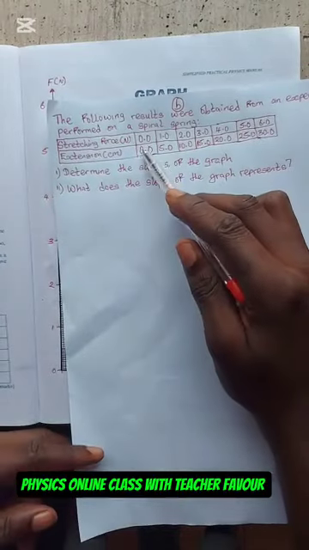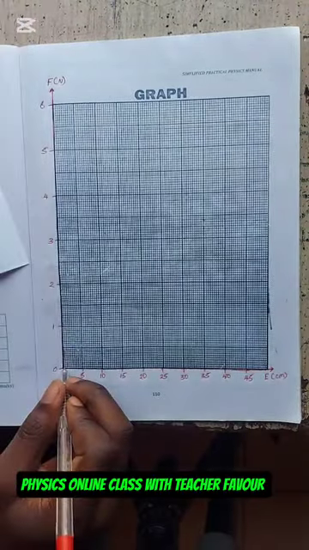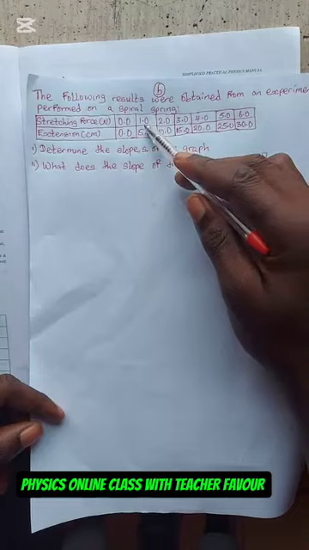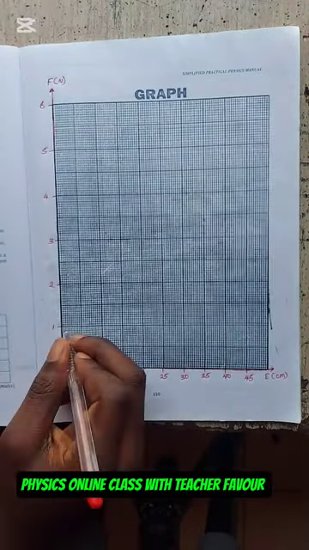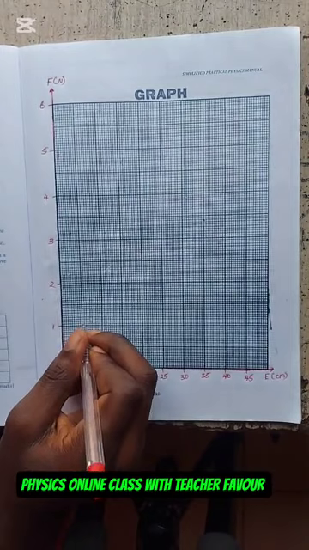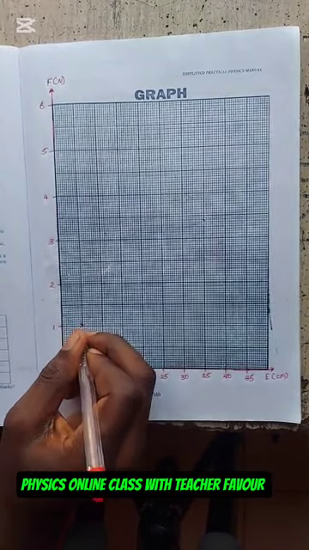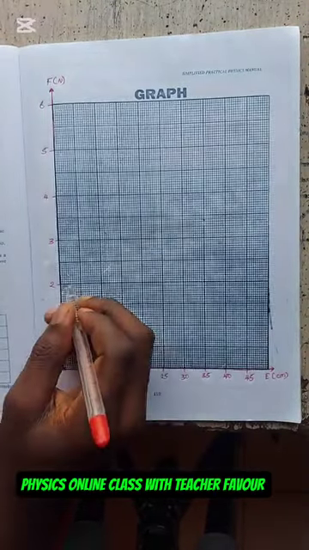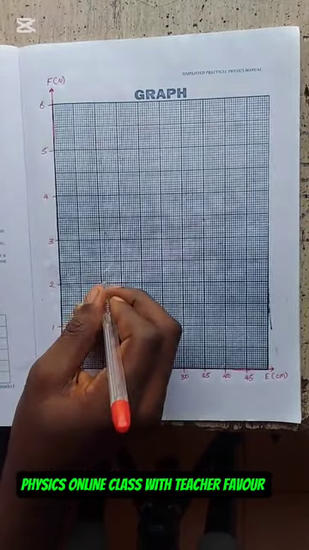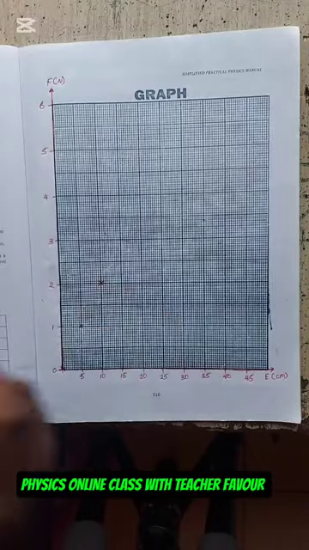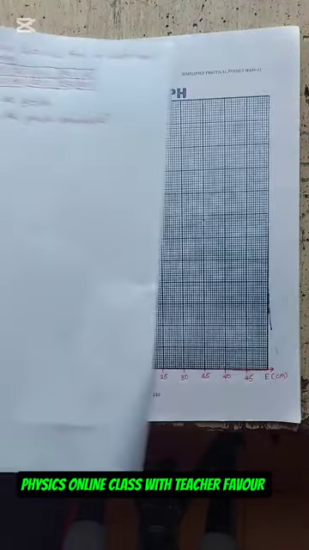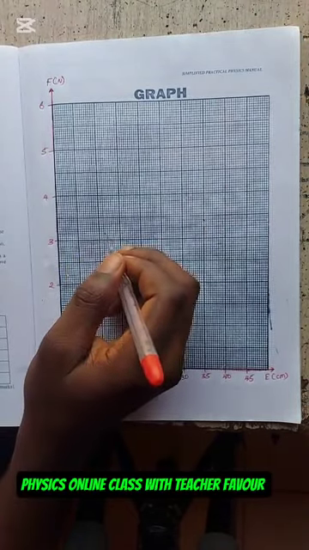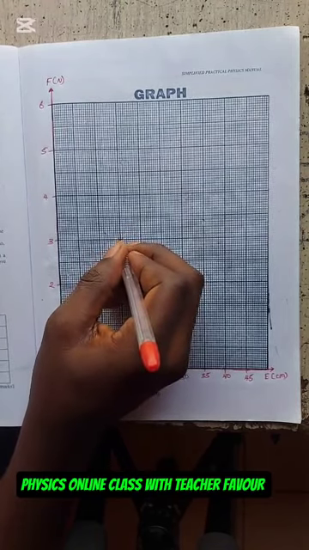First, we have 0 against 0, so we mark the axes at this point. Then the next is 1 against 5. So this is 1, while here is 5. So we mark our point here. The next is 2 against 10. So here is 2, while here is 10. So we mark the point here. The next is 3 against 15. Here is 3, here is 15. So we mark the point here.